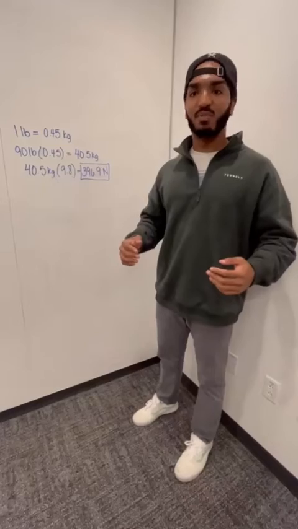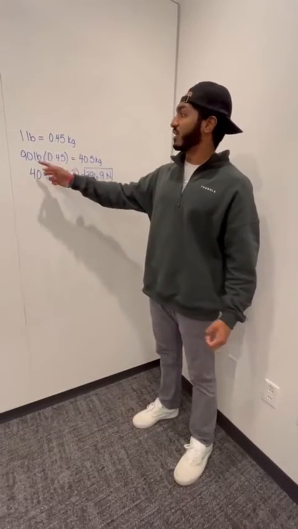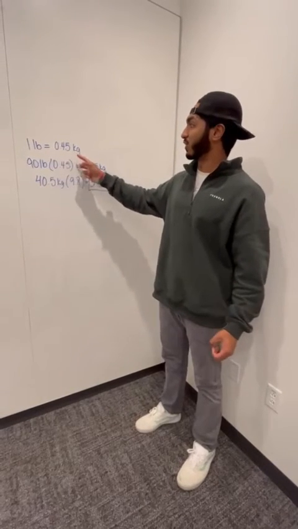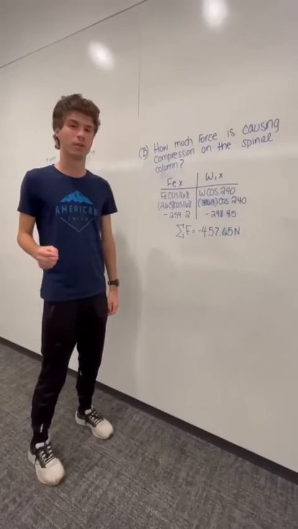For the first step of part B, we'll first convert 90 pounds into newtons by multiplying 90 times 0.45, which is a conversion from pounds to kilograms, then that times 9.8, which is the acceleration due to gravity. Find the force compression on the spine.